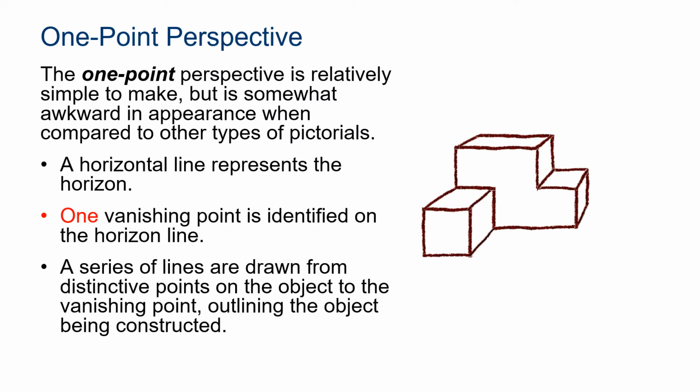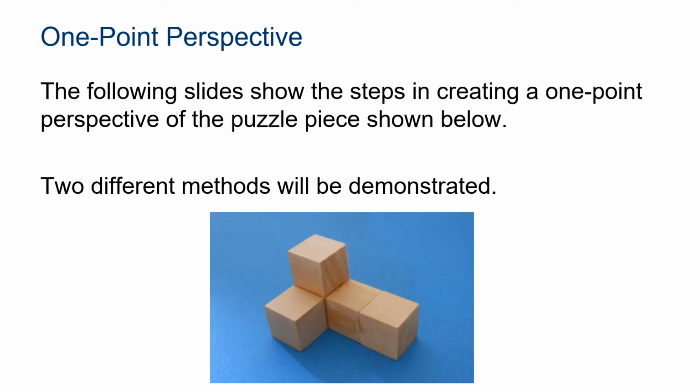So, 1-point perspective. The 1-point perspective is relatively simple to make, I guess, but is somewhat awkward in appearance when compared to the other types of pictorials. A horizontal line represents the horizon. One vanishing point is identified on the horizon line, and a series of lines are drawn from distinctive points on the object to the vanishing point, outlining the object being constructed. The following slides show the steps in creating a 1-point perspective of the puzzle piece shown below. Two different methods will be demonstrated.